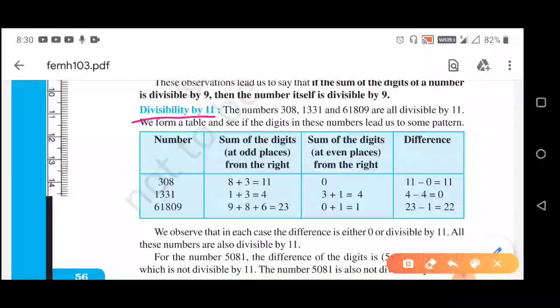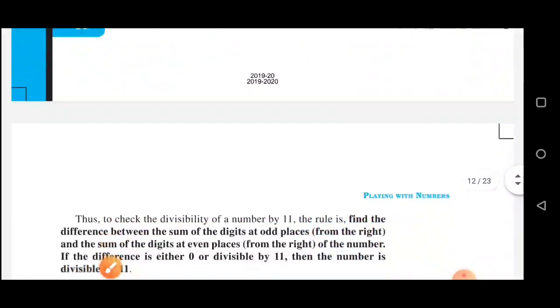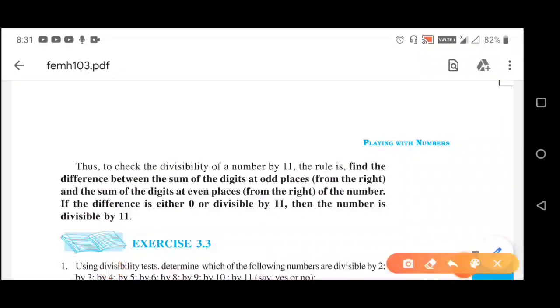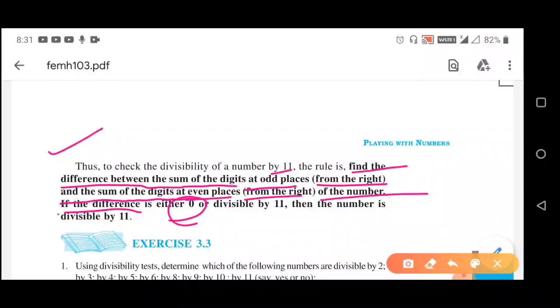Divisibility by 11, here it is written that to check the divisibility of a number by 11, the rule is find the difference between the sum of the digits at the odd places from the right and sum of the digits at the even places from the right of a number. If the difference is either 0 or divisible by 11, then the number is divisible by 11.